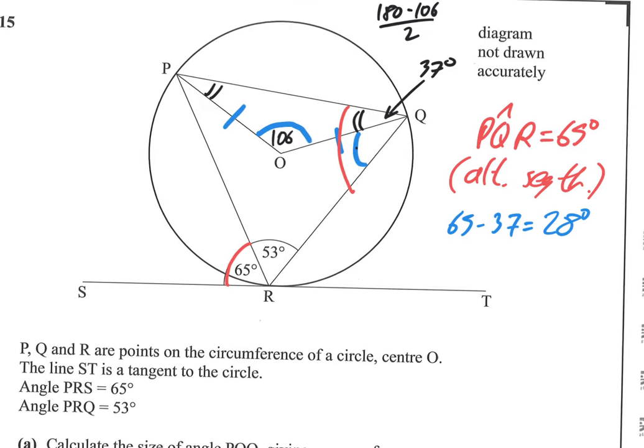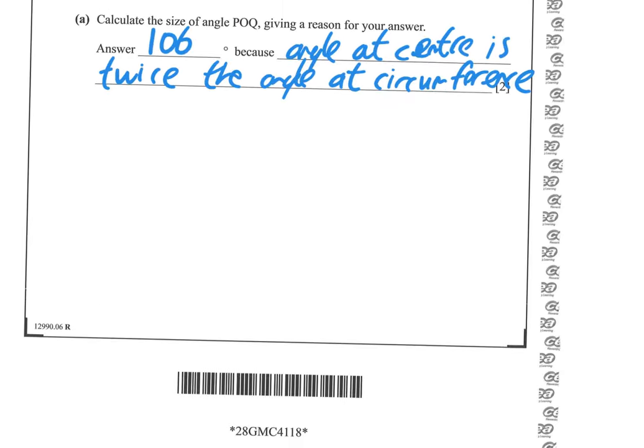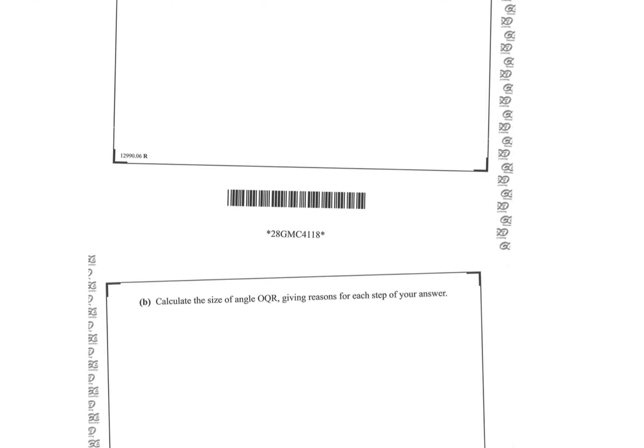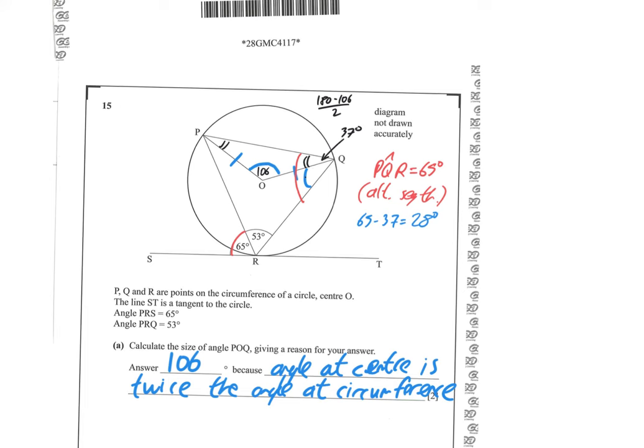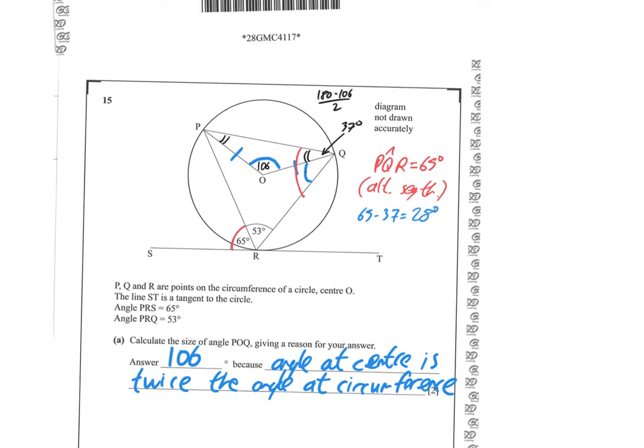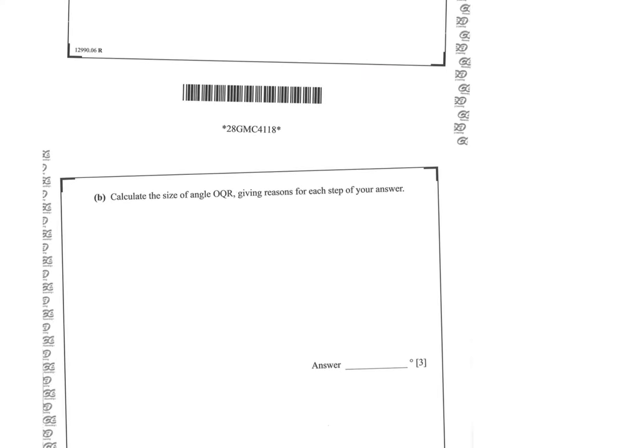Okay, so we have to now put that all in. So calculate that, giving a reason for each step. So we can say that the first thing we did was a bit in black, so PQR is equal to 180 minus 106, divided by 2. Let me just check that again. 180 minus 106 and divided by 2, yep, was 37.